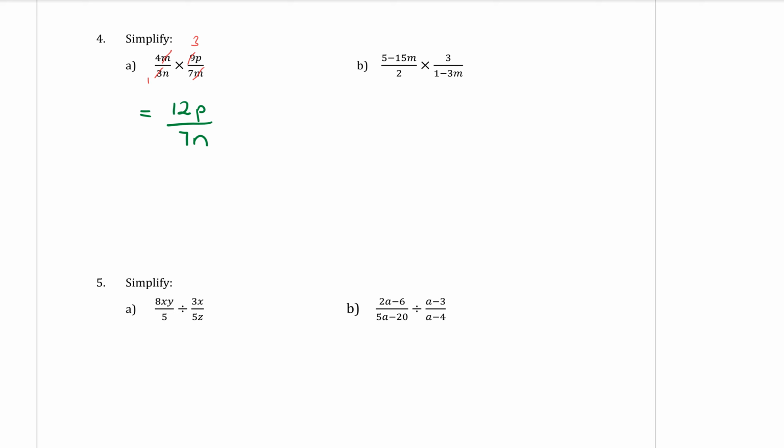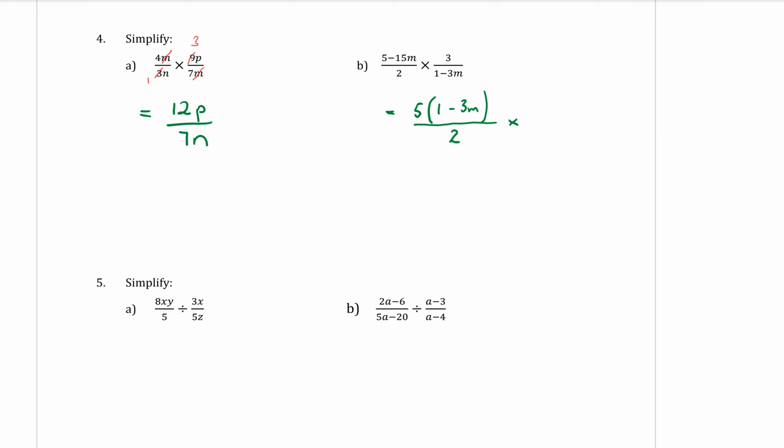Part B. As soon as we have 2 terms in a fraction like that, you want to look to factorize first, okay? Because that's going to help you to cancel things out. So for the first fraction on the top, I can factorize out a 5. That will leave a 1 minus 3m inside the bracket. The bottom, the denominator, is just a 2. Nothing's going to happen with that, so let's leave that at 2.